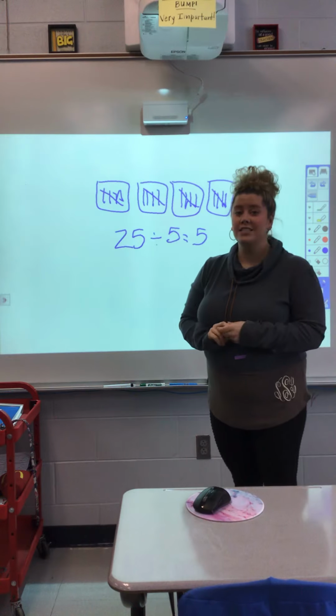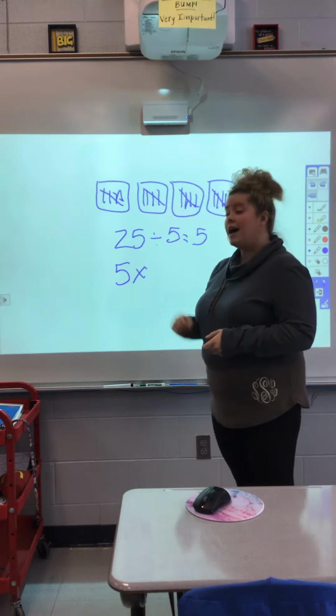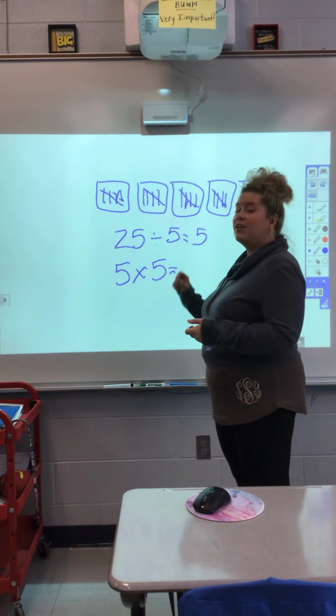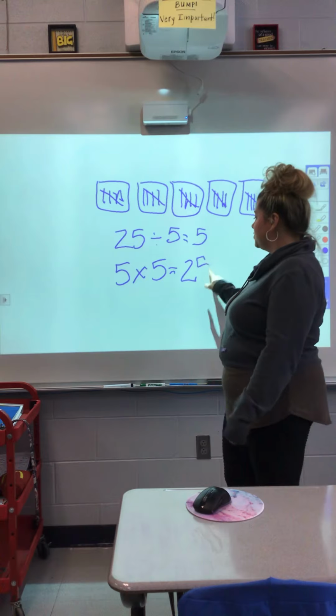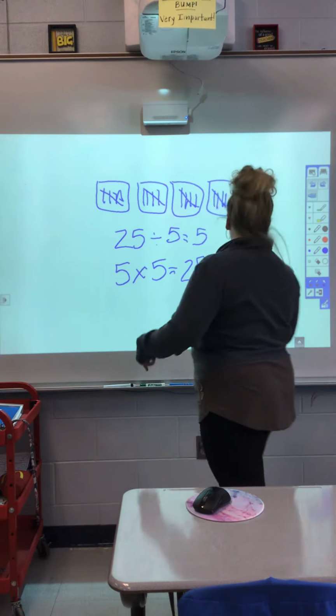What about my multiplication sentence? How many groups do I have? How many are in each group? 5. How many are there total? 25. Did you get that one right? Let's try one more.